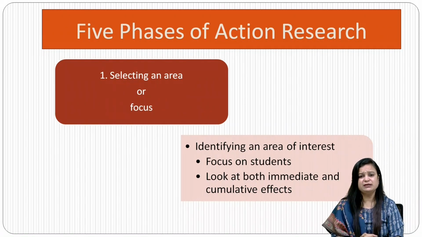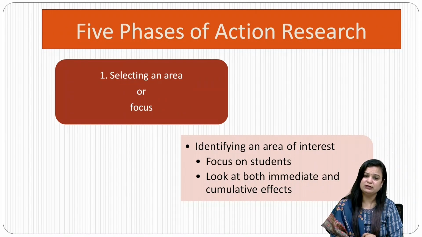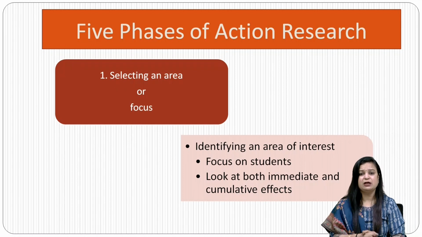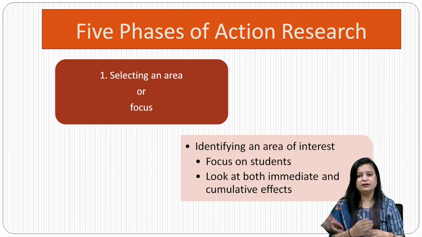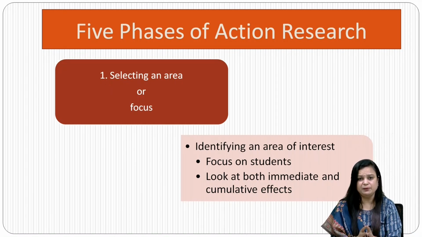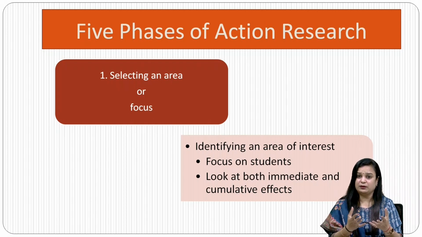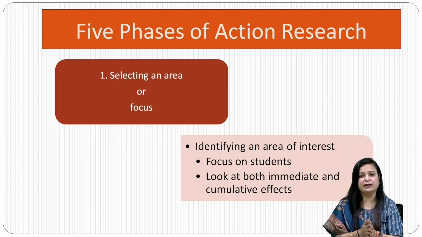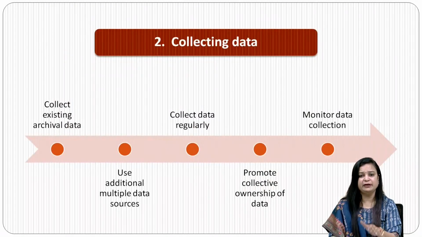The first phase is selecting an area or focus, identifying an area of interest, focus on students, look at both immediate and cumulative effects. You have to first identify the area, you have to first analyze the area. What is the area of focus for action project, what exactly interests you, what interests the target group, what interests the people or the stakeholders, what exactly the area or identified subject or problem is.